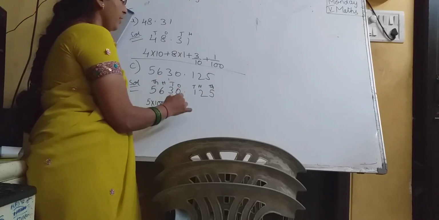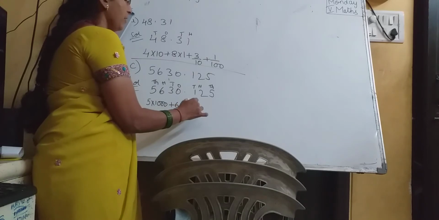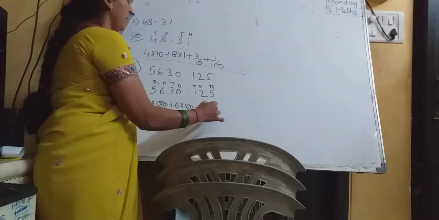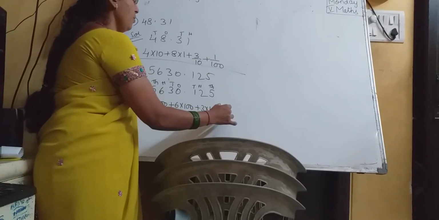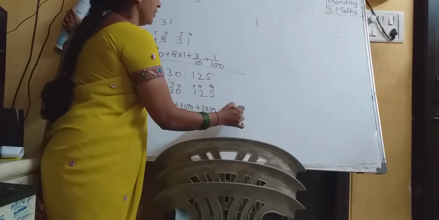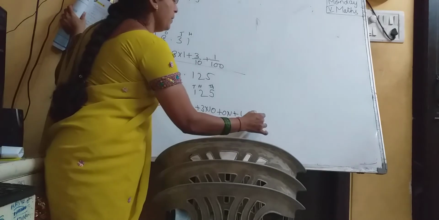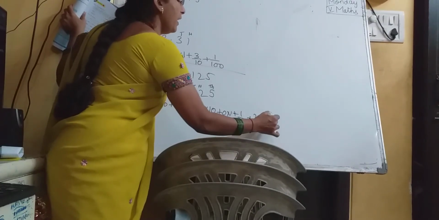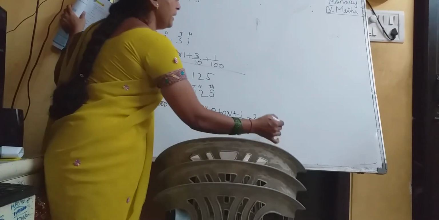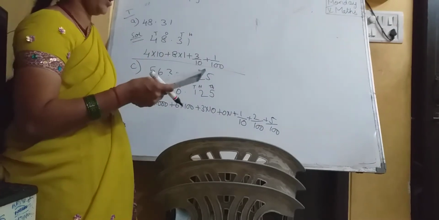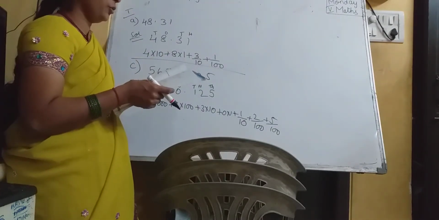Plus 6 is in the hundreds place, 6 into 100. Plus 3 into 10 plus 0 into 1 plus 1 by 10 plus 2 by 100 plus 5 by 1000. Understood? The other two you do as homework, children.